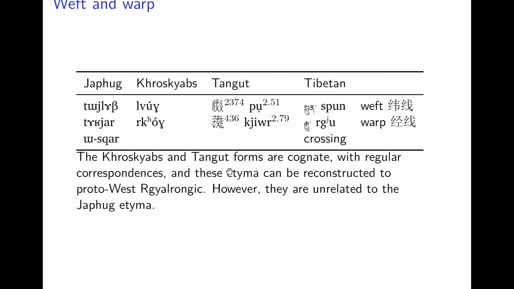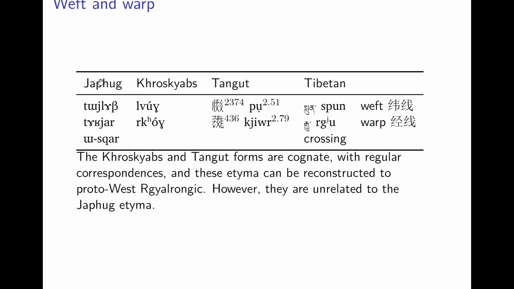So here, what's interesting is that if we look at Tibetan and Chinese, we see that the terms are completely unrelated. And actually, they are not very specific in Chinese and Tibetan. These words have many other meanings. If we now compare Japhug and Krustyap, we also see that there's no clear correspondence between them.